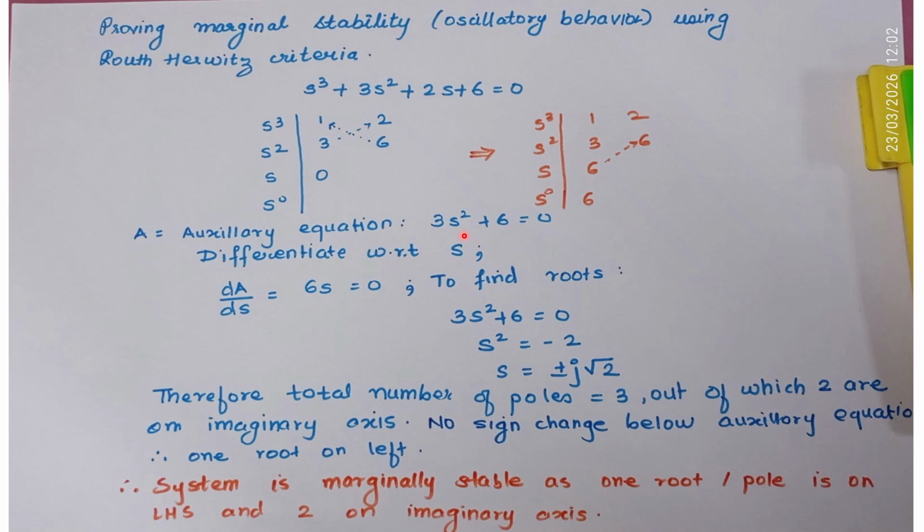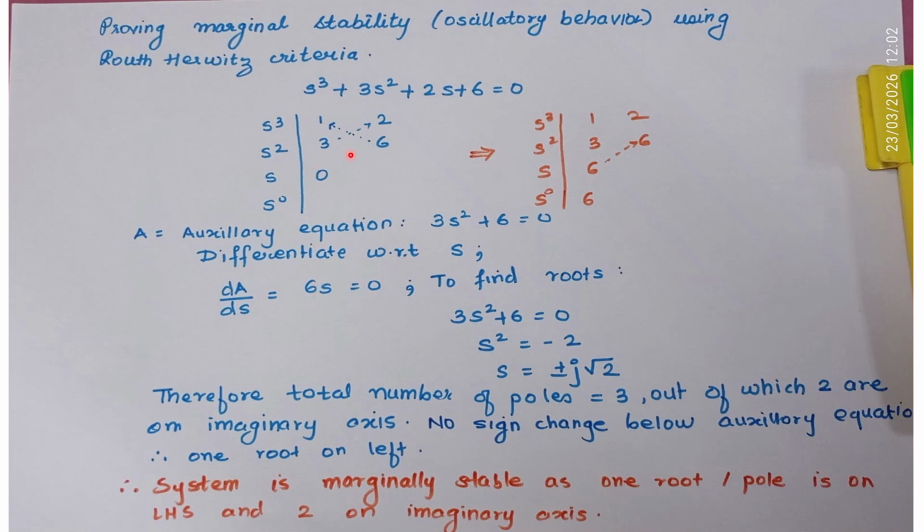So it becomes 3s square plus 6 is equal to 0 as the auxiliary equation. What you need to do here is differentiate this equation with respect to s. If you name this auxiliary equation as A and you do dA by ds, what you get here is 3 into 2s, that is 6s, is equal to 0.